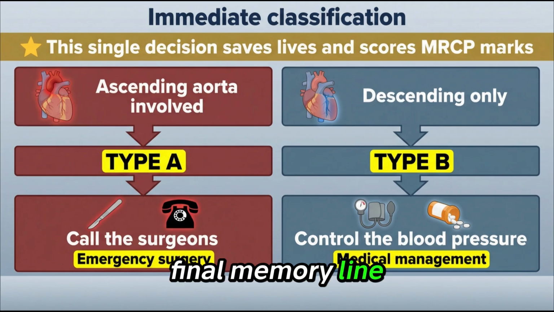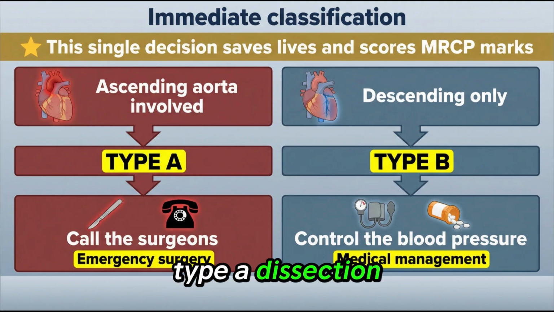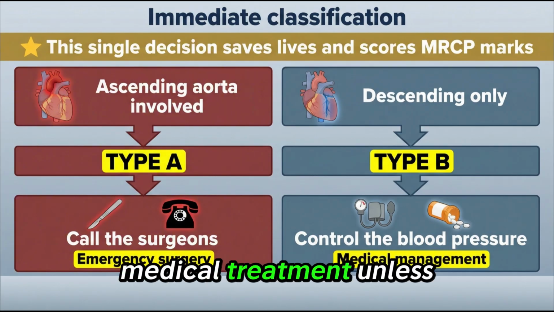Final memory line. Type A dissection, surgery. Type B dissection, medical treatment unless complicated.